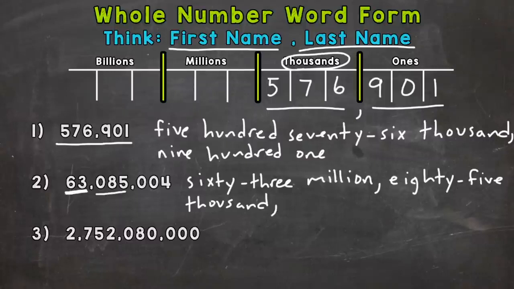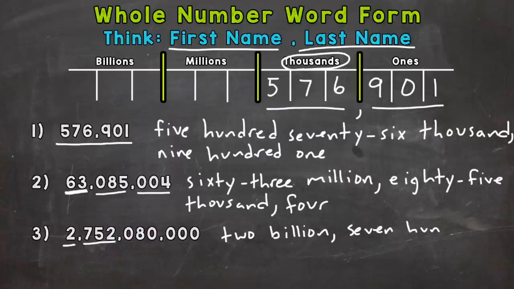comma, and we're over to the ones period. And remember, for the ones period, we just read the number as is. There's no last name, so we end with 4. So we have 63,085,004. And lastly, number 3, we'll start with this 2. So we read as is, and we have a 2 there. And it's sitting in the billions period. So 2 billion, comma. We read this as is, so 752.